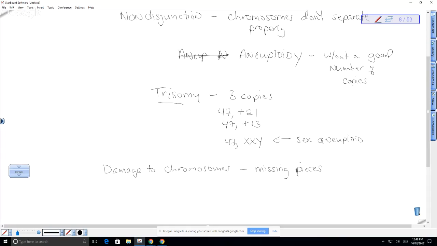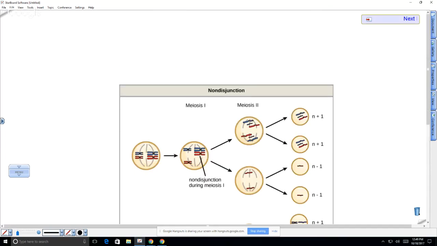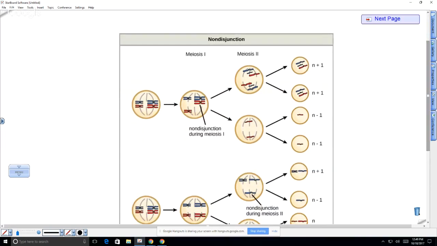Okay, so in your book, they show this non-disjunction. So what this looks like is it could occur during meiosis 1. So in this particular instance, the chromosomes didn't separate, the pairs of replicated chromosomes. So notice that these gametes have 3. Yeah, so they actually have a diploid. So these chromosomes, this one and this one, are actually homologous, right? So they have an extra chromosome that should not be there. Okay. It could also occur in meiosis II.